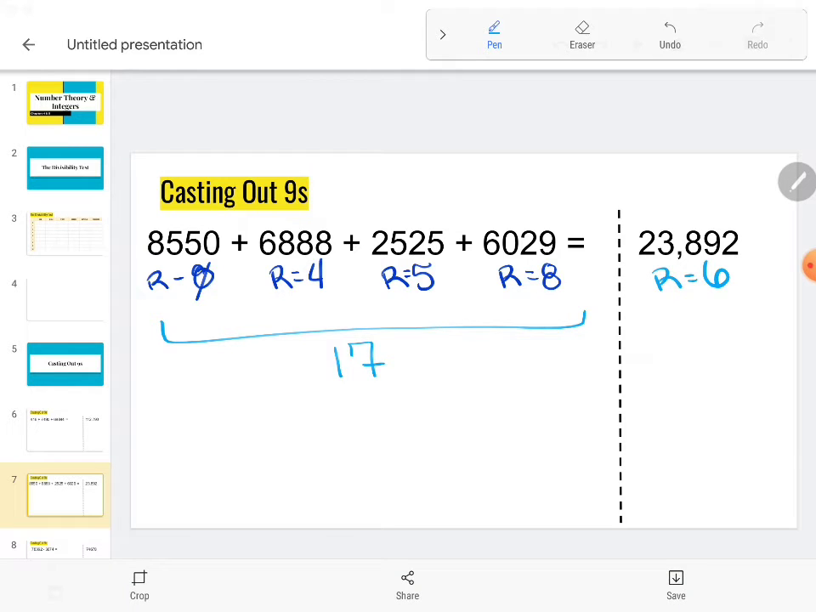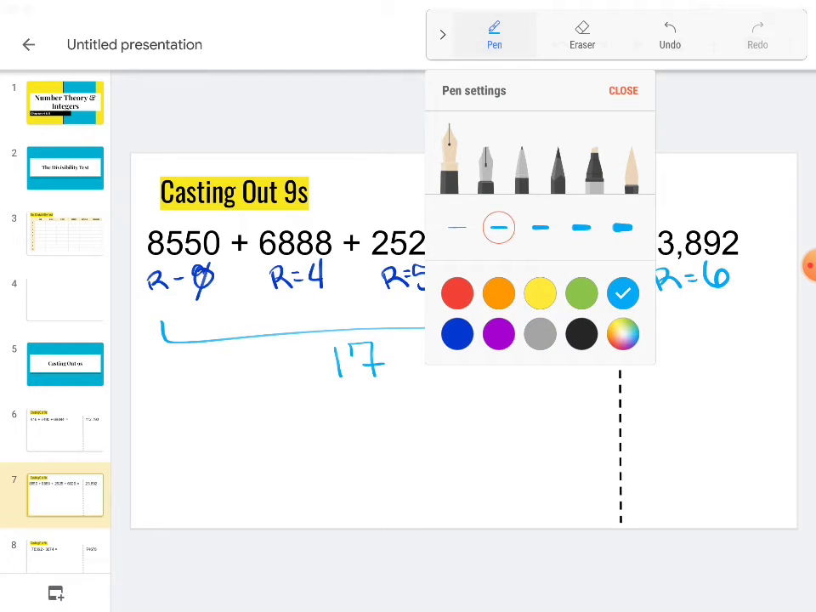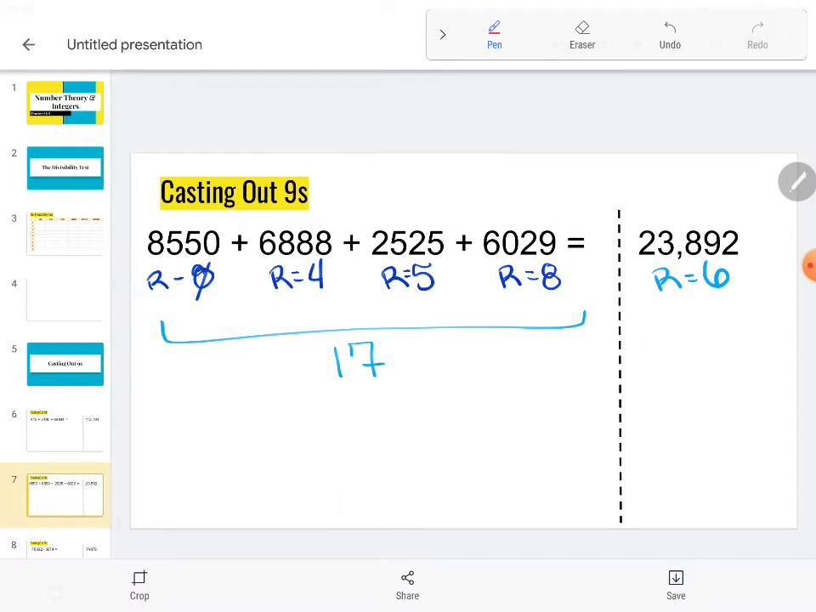make sure everything's right. We're going to do 8,550 plus 6,888 plus 2,525 plus 6,029, which should be 23,992. Not the solution that we were given. And I'll go ahead and write this in red.